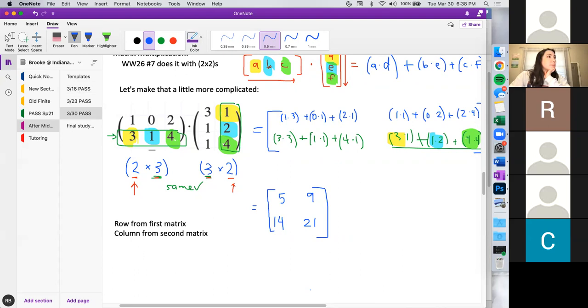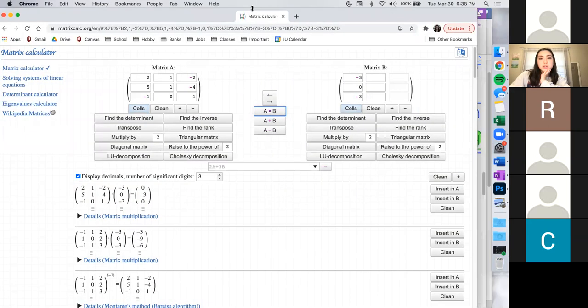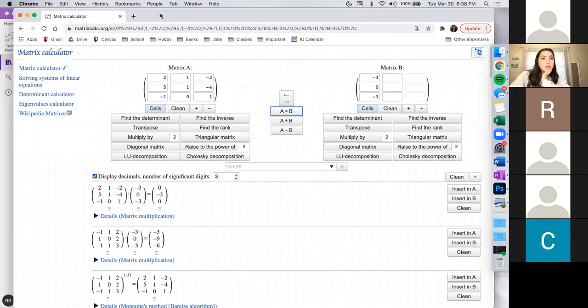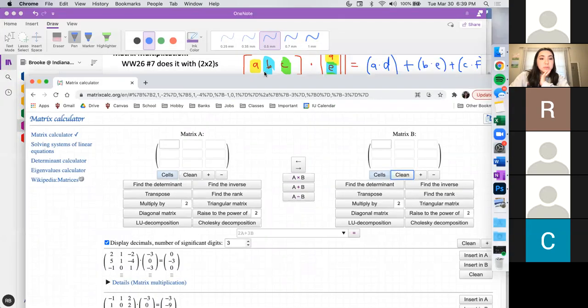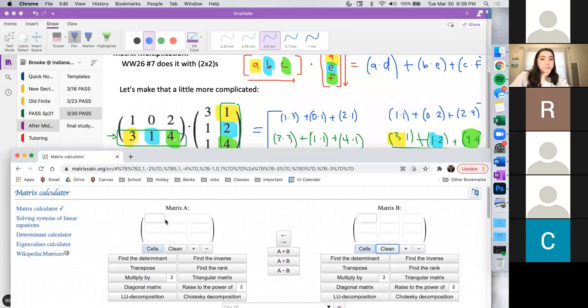All right, great. I'm going to show you the matrix calculator because it is way faster if you have numbers. You can literally Google matrix calculator. I think this is the first one that pops up, matrixcalc.org. And I like it because it's easy and simple and it has everything I want. So you can just type in your matrix and then your other matrix.